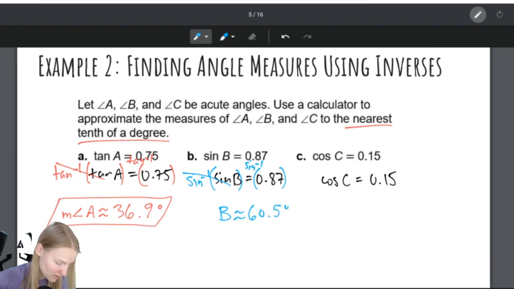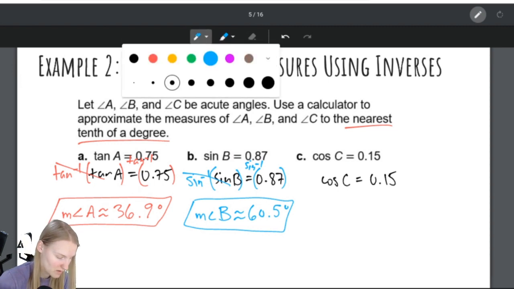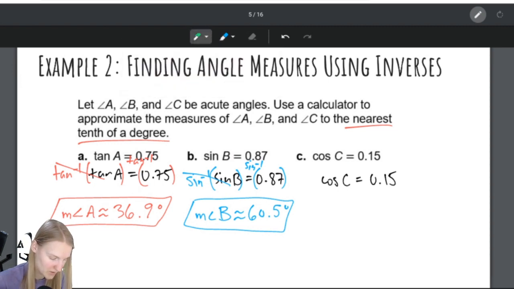60.5 because we're rounding to the nearest tenth. And remember that this is the measure of angle B we're finding. Awesome. Okay, one more. And this time, what do you think we're gonna do? I think we're gonna take the cosine inverse of both sides.